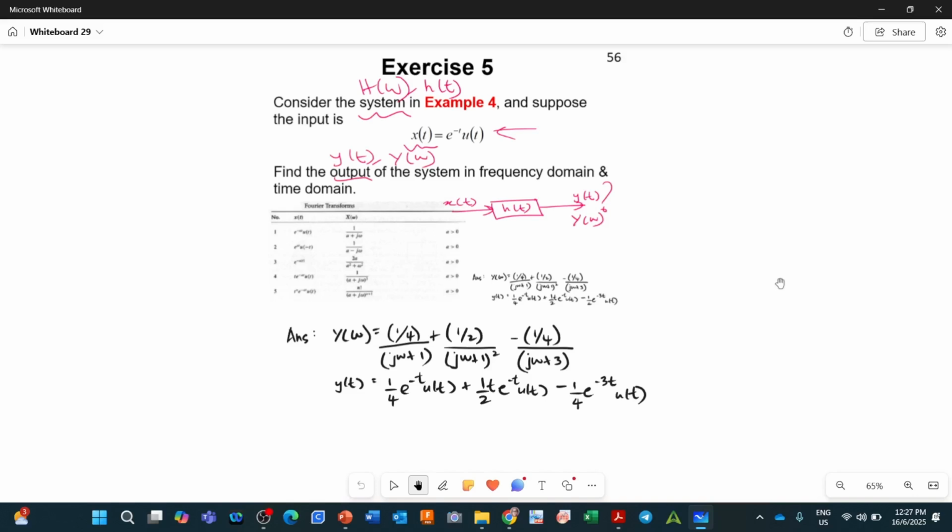Then don't forget, because the question asked you to get the answer in terms of the time domain, you convert it back, because we transformed, then you get the answer. So this one will be an exercise for you guys.